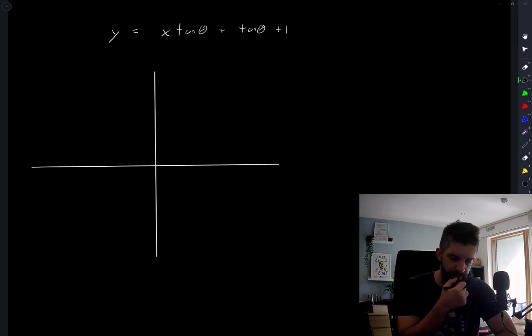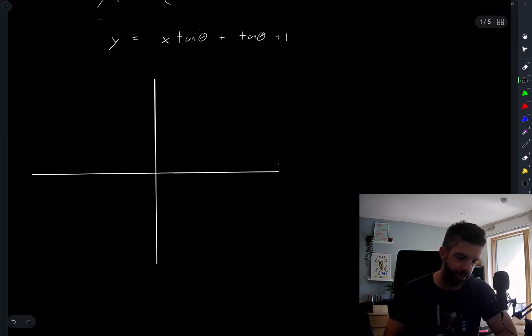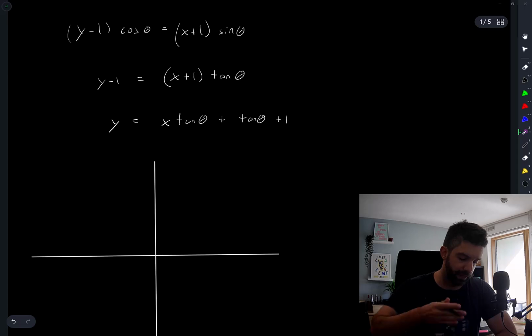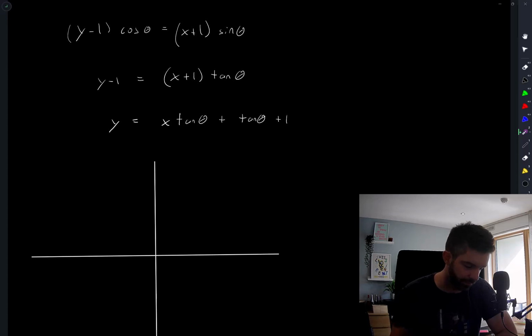Okay, so we'll have to be careful. When cosine theta is equal to 0, I guess we just get a vertical line or a horizontal line or something like that, right? Yeah, if that's equal to 0, then the whole thing is equal to 0, and we have x is equal to negative 1.